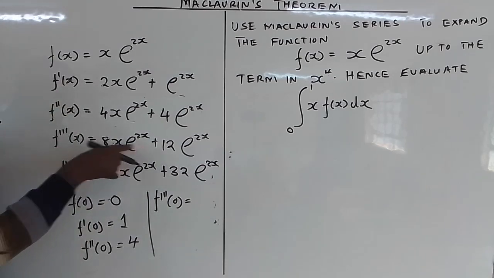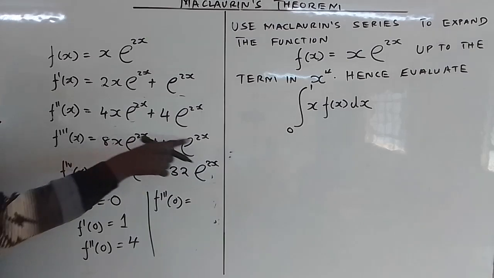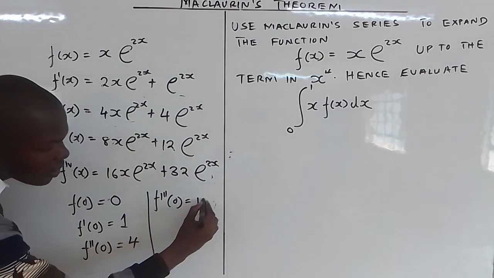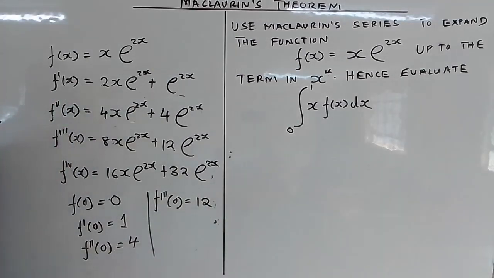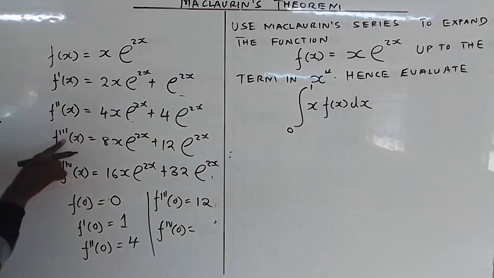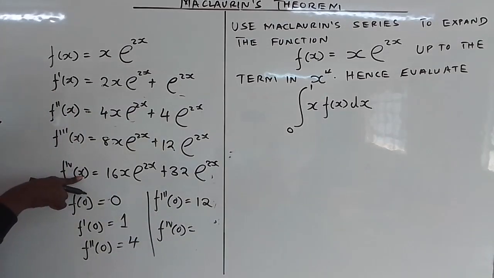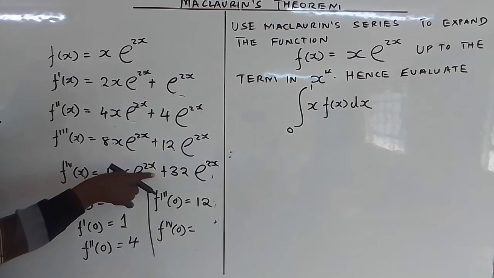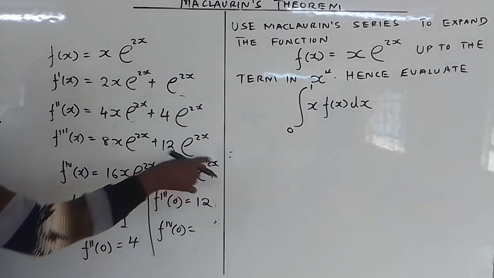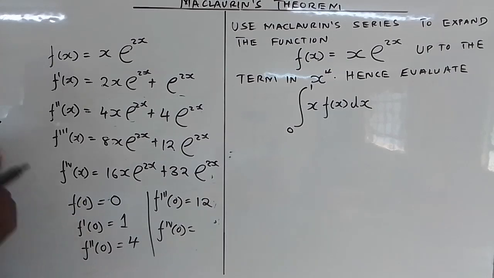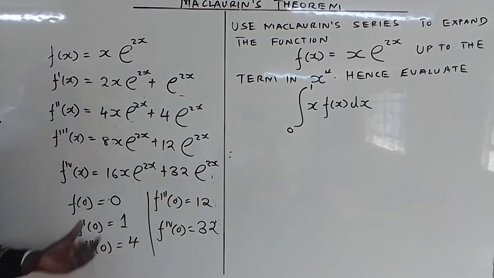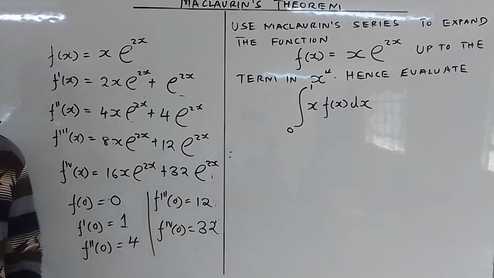If you put 0 here, the whole of this term will go to 0, isn't it? Then exponential 0 is 1, so you have 12 times 1. You remain with 12. Are you seeing that? Then f, the fourth derivative of 0, here. If you put 0 where this x is, what do you have? 0 times everything, the whole of this term goes to 0. Then here you remain with 32 times exponential 0. Exponential 0, e raised to 0, is 1. 32 times 1, you get 32. So as you see, we found all the f's of 0, isn't it?